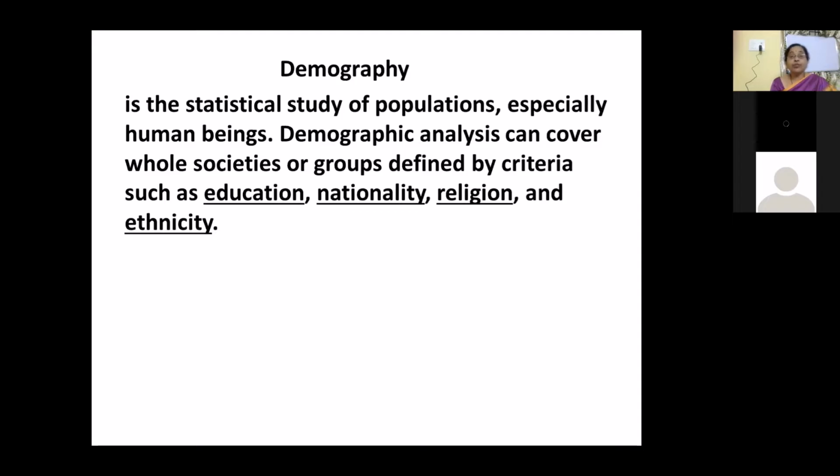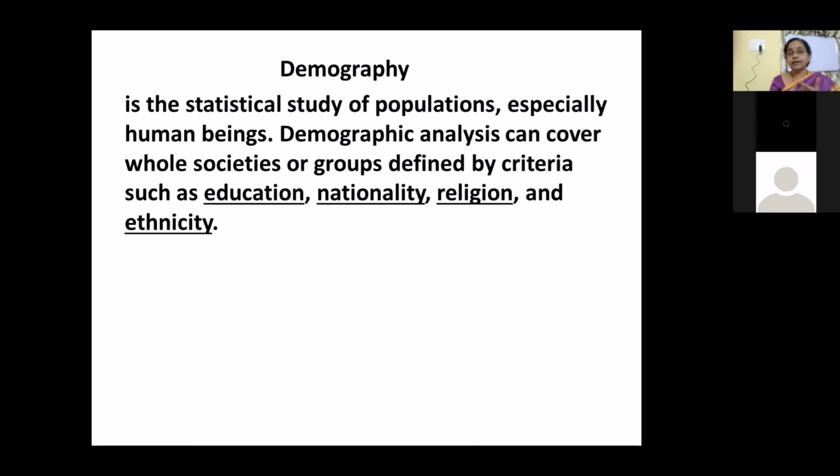So this is about populations. Populations means the number of living things, maybe human beings or any other creatures. If you study their number, then it is called a demography study. And here we are referring especially to human beings. This analysis can cover whole societies or groups. Sometimes we take the whole society into consideration when the data is collected, and sometimes we take only a particular group of the society. And what criteria are we going to assign to this kind of study? Education, nationality, religion, and ethnicity.